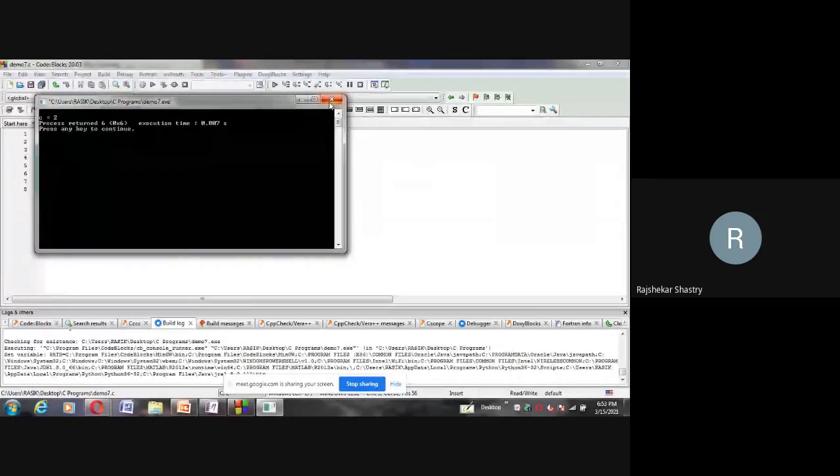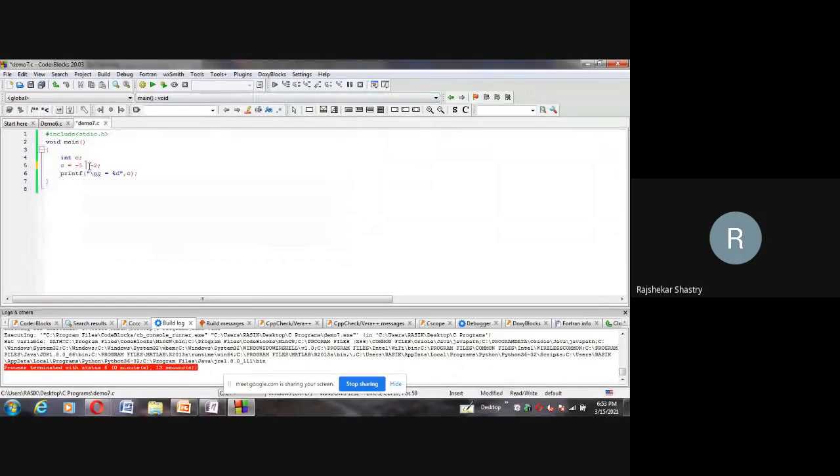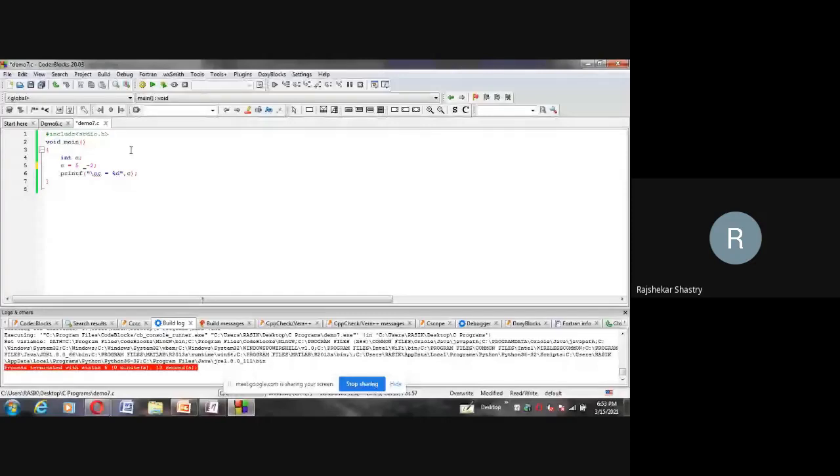Fine. Now, let us say in the operator, I'm taking the modular operator. I want the remainder. I want 5 mod minus 2. What is the answer? This time it is the modular operator, therefore we get 1 only. Why? Because the numerator is positive. So it won't bother about the denominator, whether it is positive or negative.